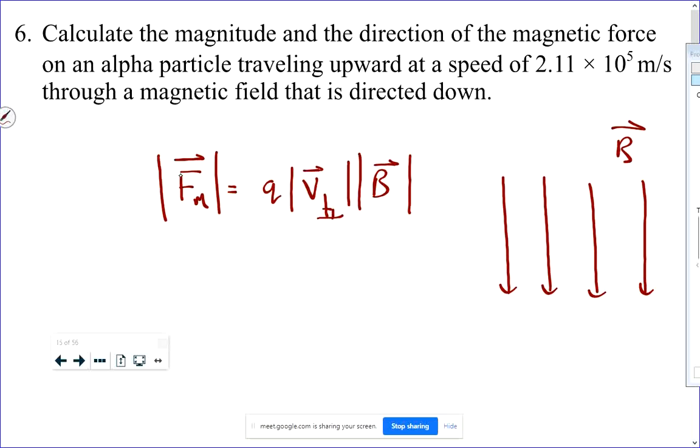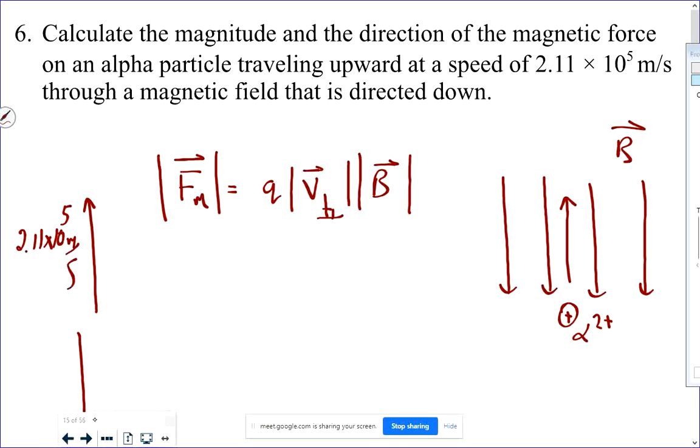And we have an alpha particle. So this is an alpha particle. It's positive, and it is moving up, which means it's moving in the opposite direction to the magnetic field. And if I were to ask you, looking at that vector of 2.11 times 10 to the 5 meters per second, what is the horizontal component of that velocity? And what is the vertical component of that velocity?